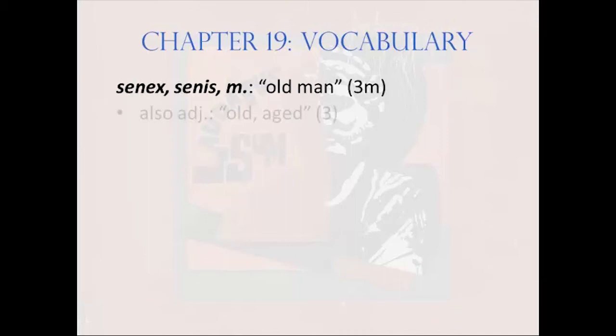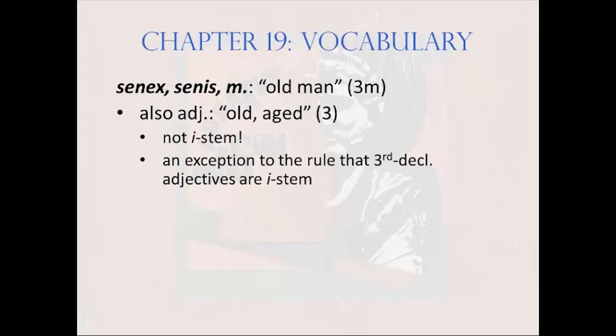Now let's look at the vocabulary. The first word is senex senis, masculine, meaning old man. It's a third declension masculine noun. It also functions as an adjective, meaning old or aged, in which case it is still third declension, but it's not I stem. It's one of the few exceptions to the rule that third declension adjectives are I stem. So, what would be the genitive plural of this word?